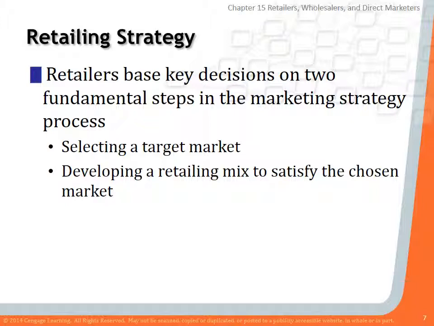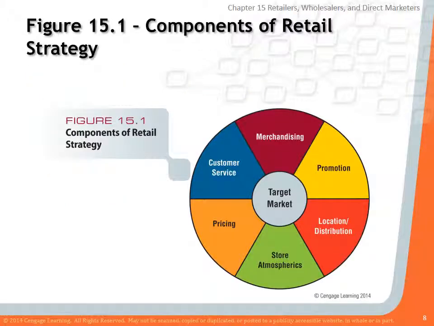Retailing strategy is the key decisions that retailers have to make about how they're going to go to the market. The first one deals with selecting a target market, and then they also talk about how they're going to develop this retailing mix that's going to best meet the needs of that target market. There are 7 key areas for the retail strategy. They are merchandising, promotion, location distribution, store atmosphere, pricing, customer service, as well as the target market.